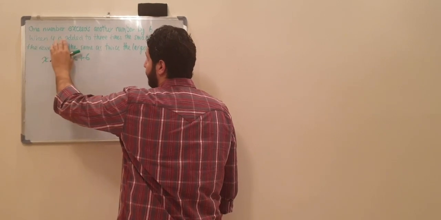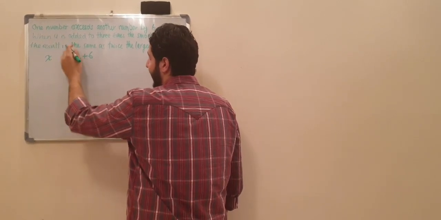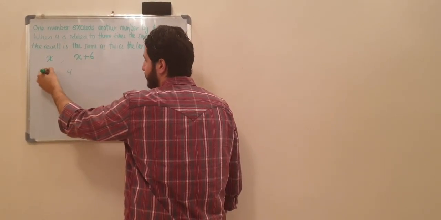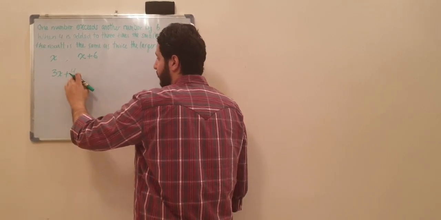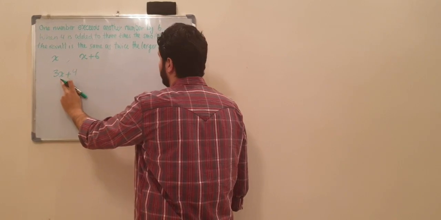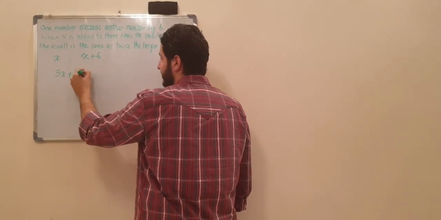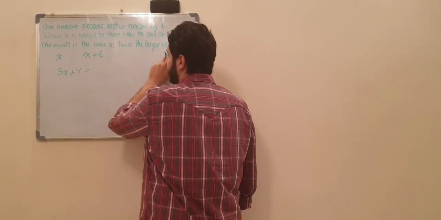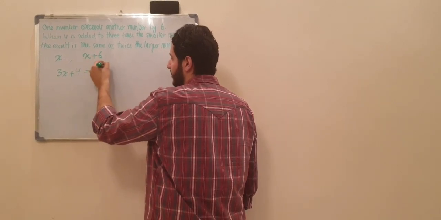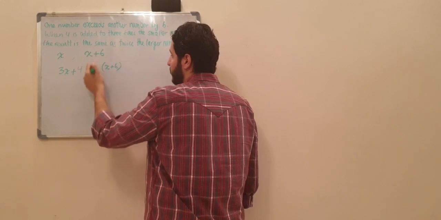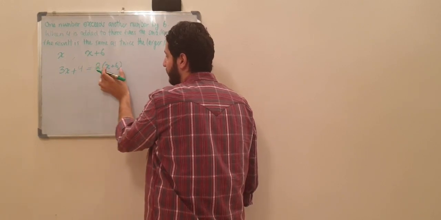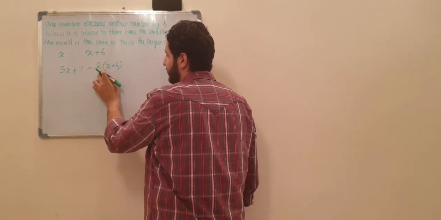It says, when 4 is added to 3 times the smaller number, so 3x plus 4. Okay, so 4 is added to 3 times the smaller number. The result is the same as twice the larger number. The larger number together is x plus 6. And then twice that, so you multiply all of this expression by 2.